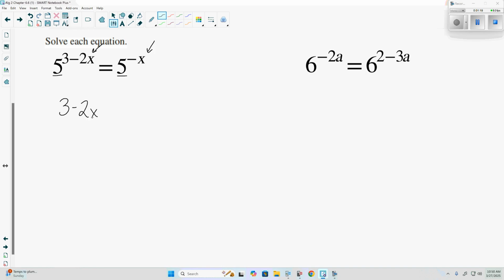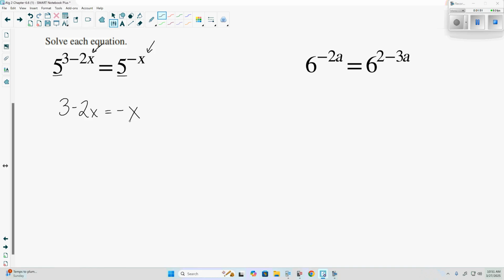So this means 3 minus 2x is equal to negative x. And the only reason we can do this is because there's one base on either side, and they're both the same number. Since we have 5 to the 3 minus 2x is equal to 5 to the negative x, since the bases are both 5, we can set the exponents equal to each other. Questions on this here? Now we just have to solve for x.